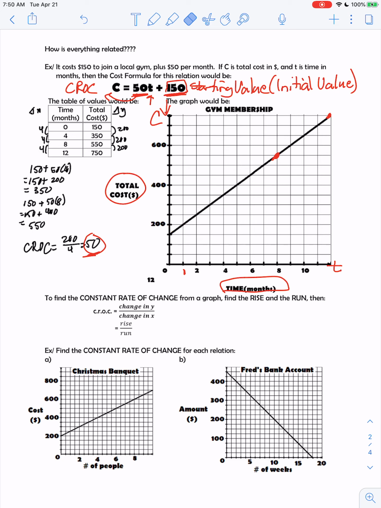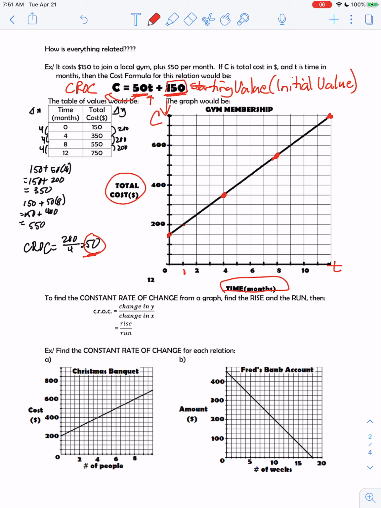Okay, so now the question is, how do we figure out what the constant rate of change is just by looking at the graph? Well, we can pick any 2 points on the graph. It could be the first point and the second point. It could be the first point and the fifth point. It could be the second point and the fourth point. You can pick any 2 points on your graph.